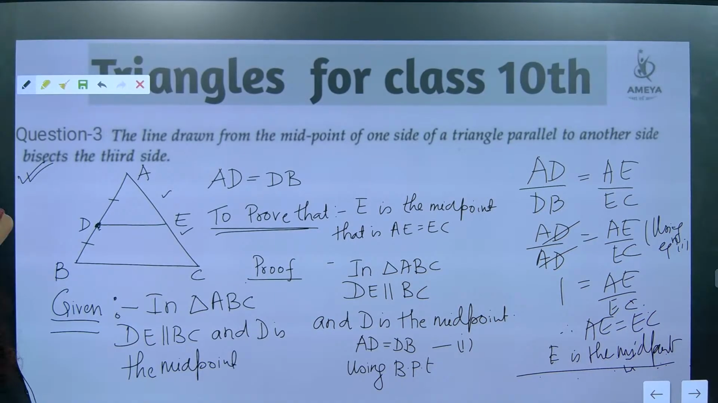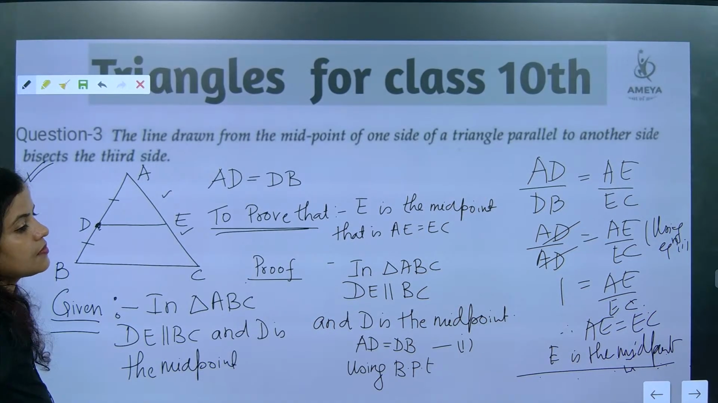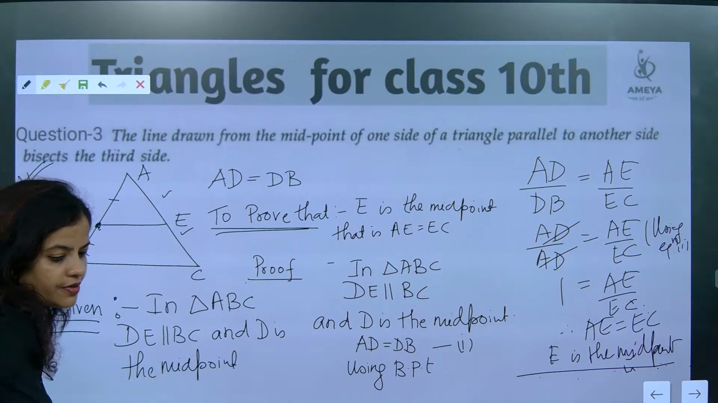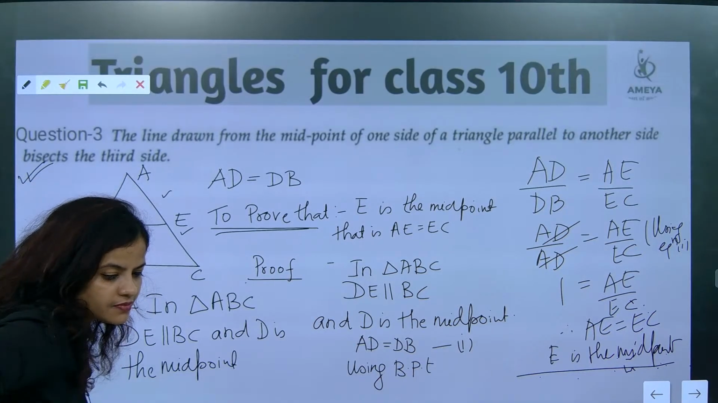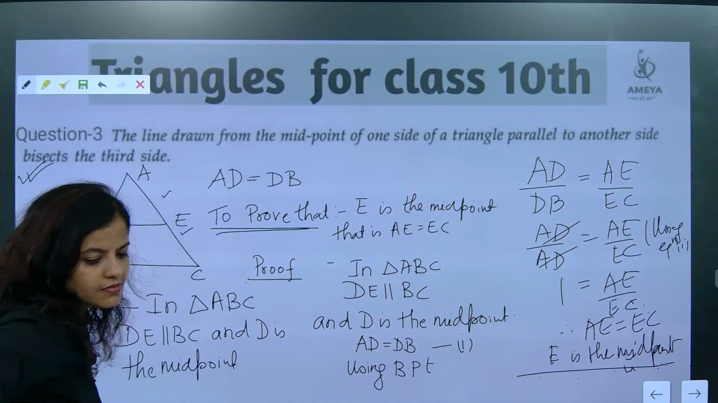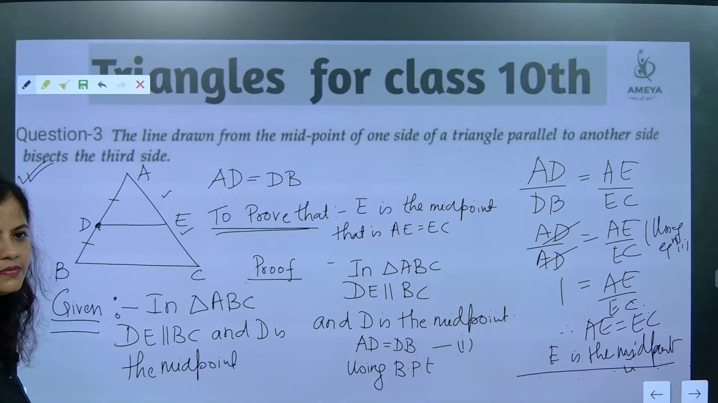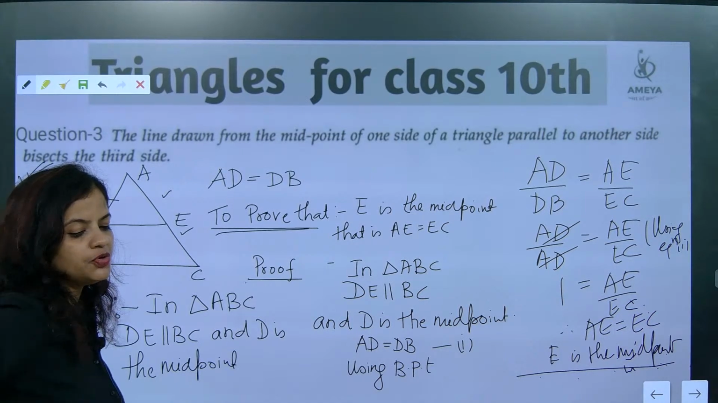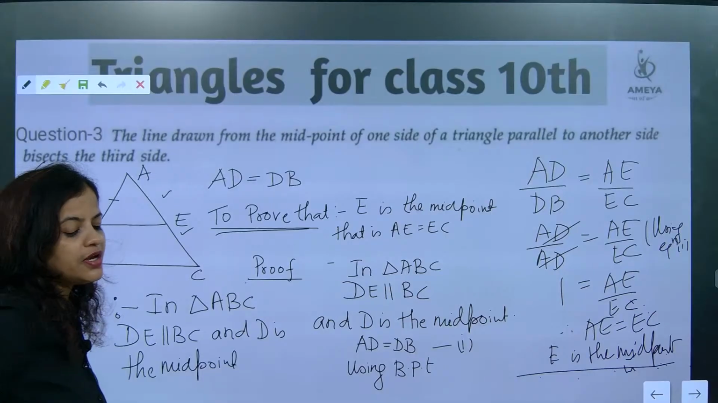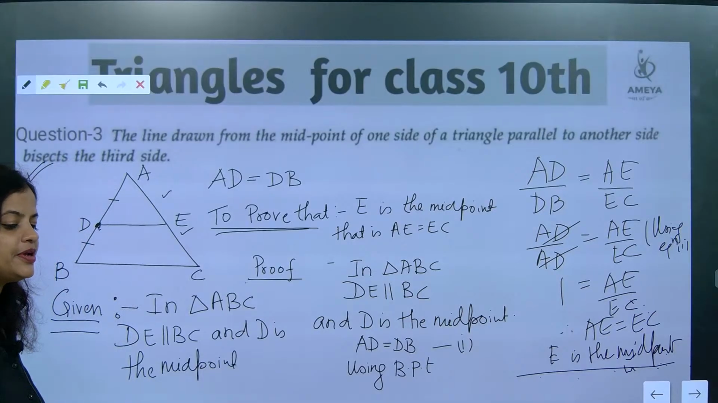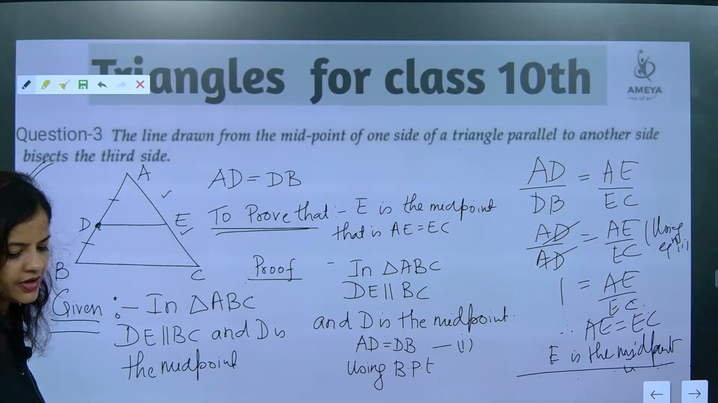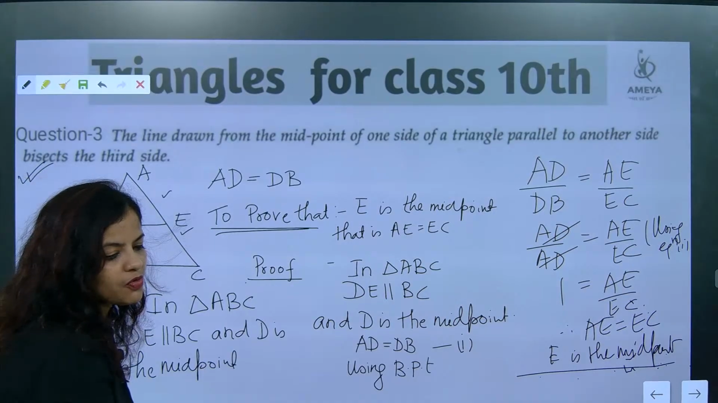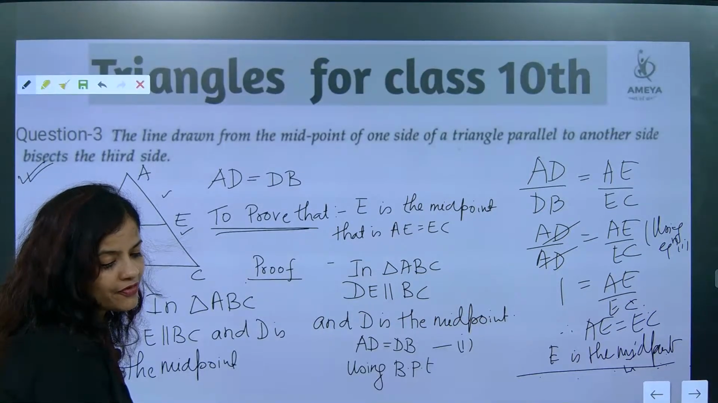Till here done? Note down, please. I'm giving you time. Please kindly, children, do it. AE is equal to EC. Understood? So AD by DB is equal to AE by EC. And once you are writing AD by DB is equal to AE by EC, and beta already AD is equal to DB, we can write like that. And after that, only one small work left, beta. I hope everybody understood.